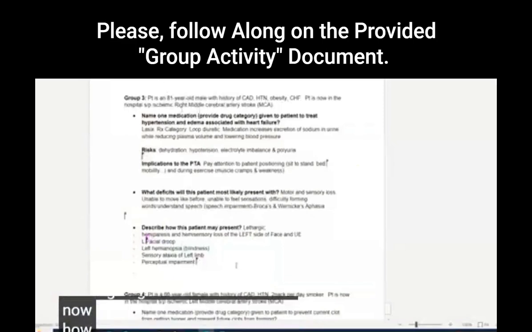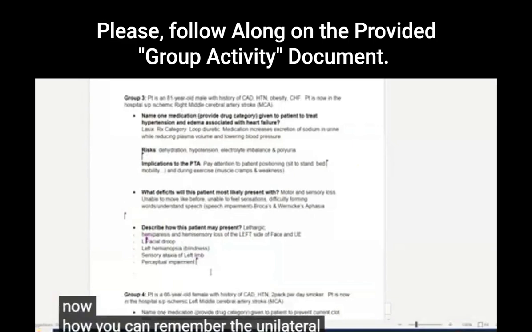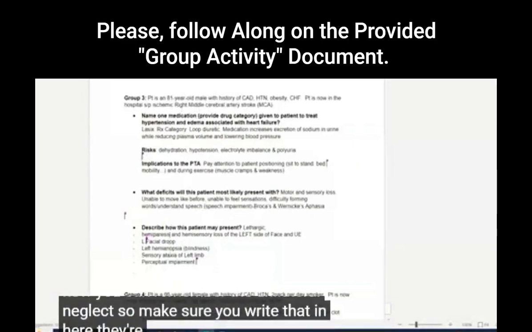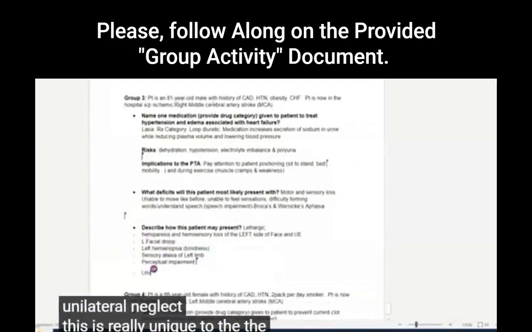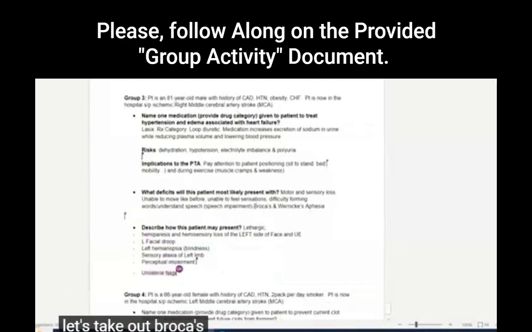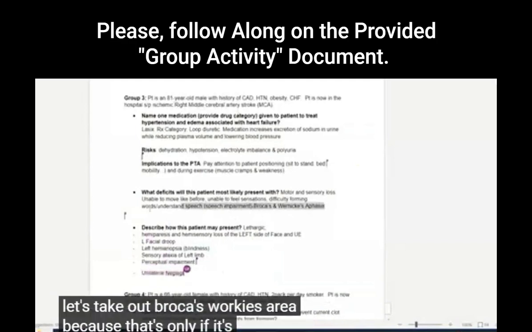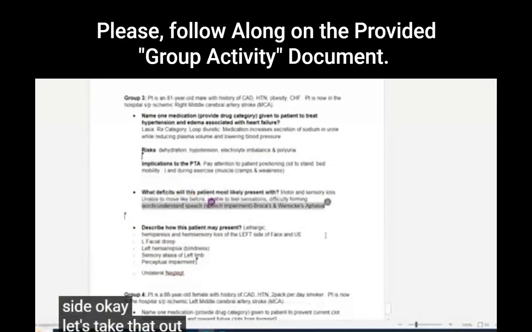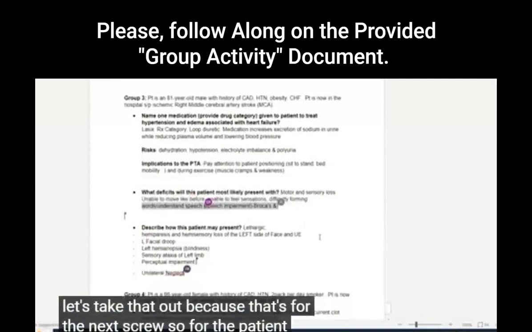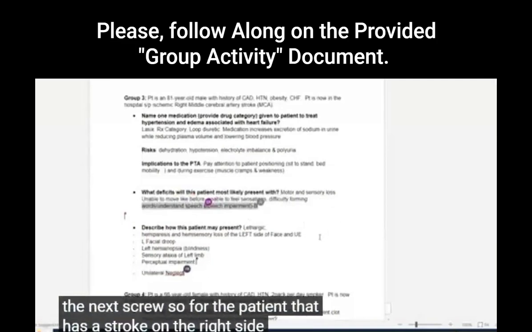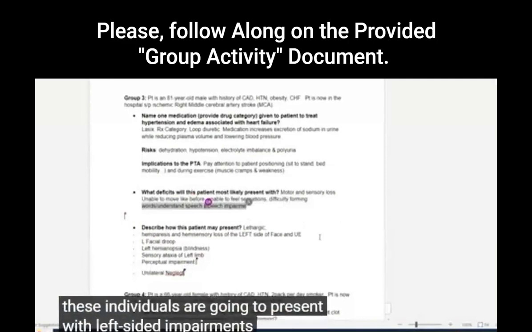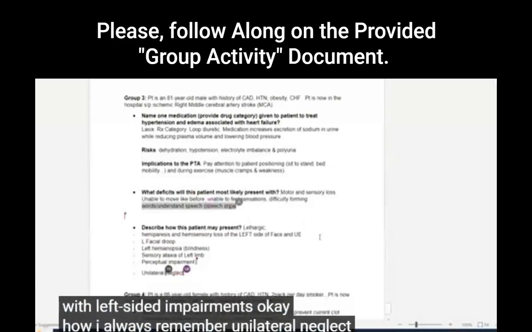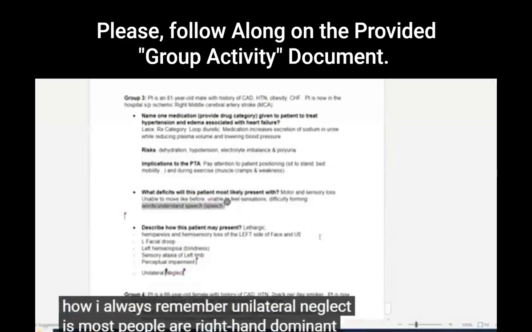Now, how you can remember the unilateral neglect, so make sure you write that in here. They're going to present with unilateral neglect. This is really unique to the right side. Let's take out Broca's and Wernicke's area, because that's only if it's on the left side. Let's take that out, because that's for the next stroke. For the patient that has a stroke on the right side, these individuals are going to present with left-sided impairments. How I always remember unilateral neglect is most people are right hand dominant.